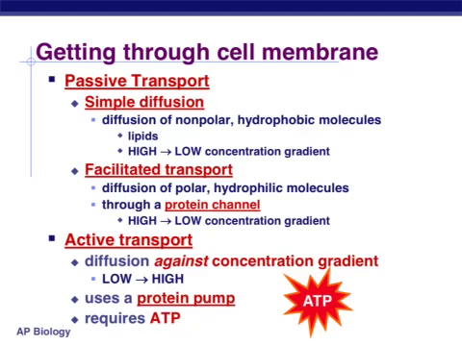Active transport is diffusion against the concentration gradient. So this time we're going from low to high. It is going to require the use of a protein pump, and that protein pump is going to require energy in the form of ATP in order to run.